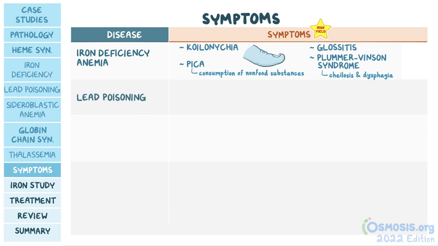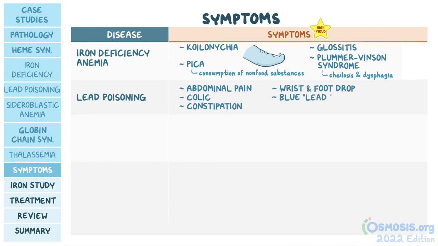Lead poisoning can present with abdominal pain or colic, constipation, and in severe cases with neurologic signs due to encephalopathy. Wrist and foot drop due to peripheral neuropathy can also occur, and patients can also have blue lead lines or bluish pigmentation at the junction of the teeth and gingiva.